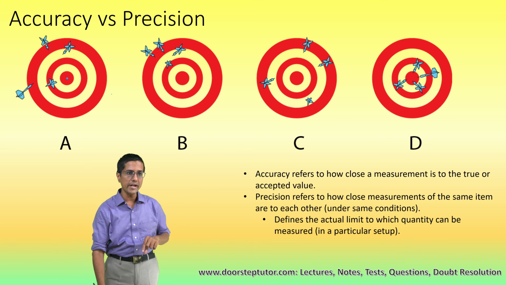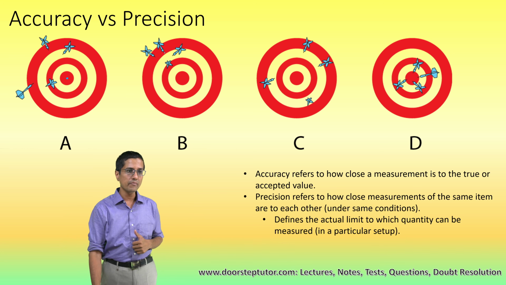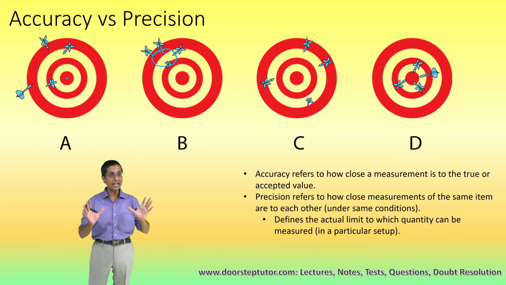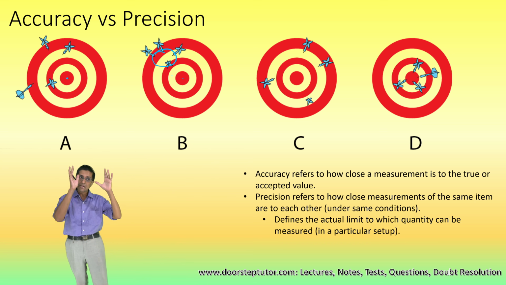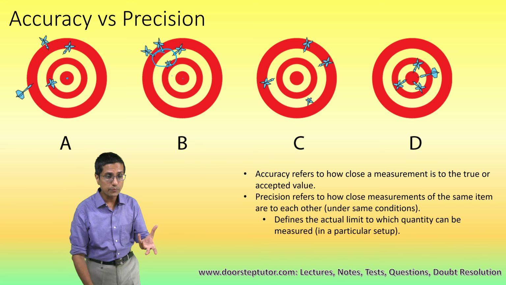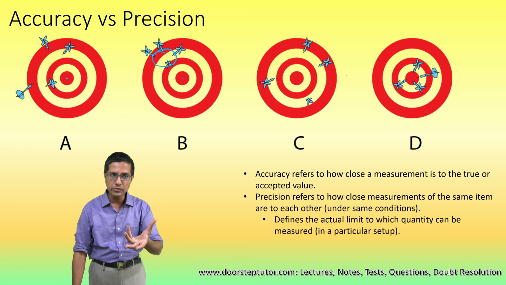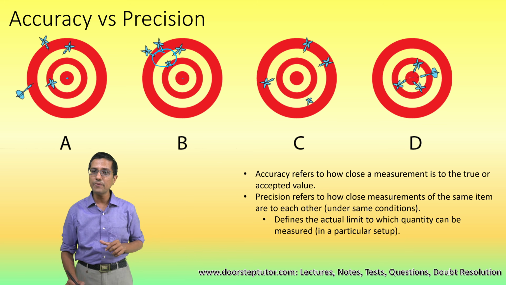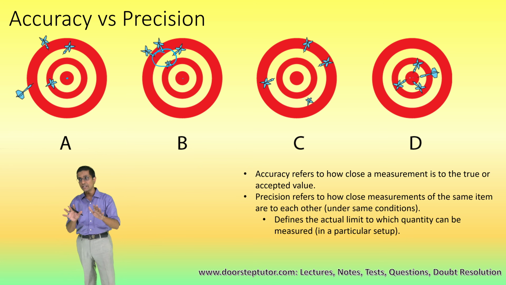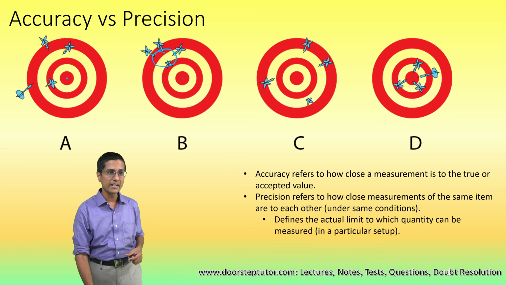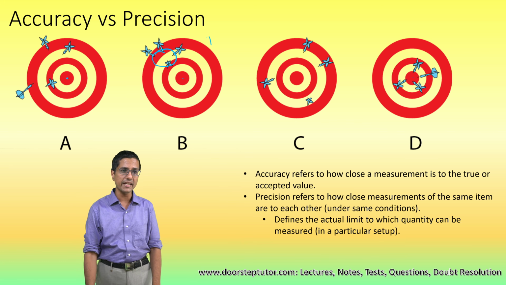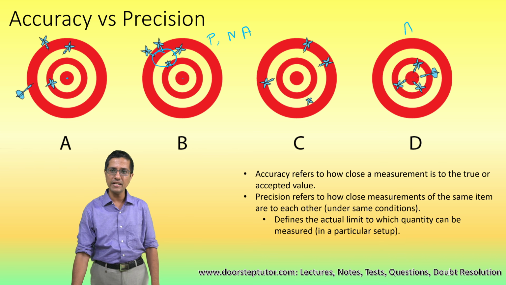Now, if those 4 points in this example are very far from the center but close to each other, then his measurement is very precise but not very accurate, because he is not throwing towards the center. If he threw the dart 4 times and his darts landed in the center and were also close to each other, then his measurements were accurate as well as precise. So B here is precise but not accurate. D here is accurate as well as precise.